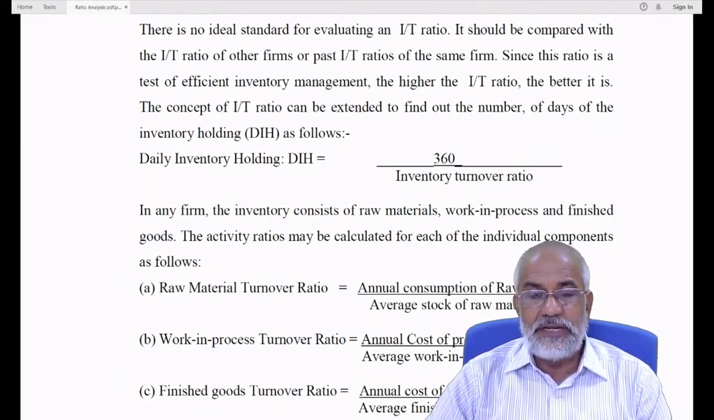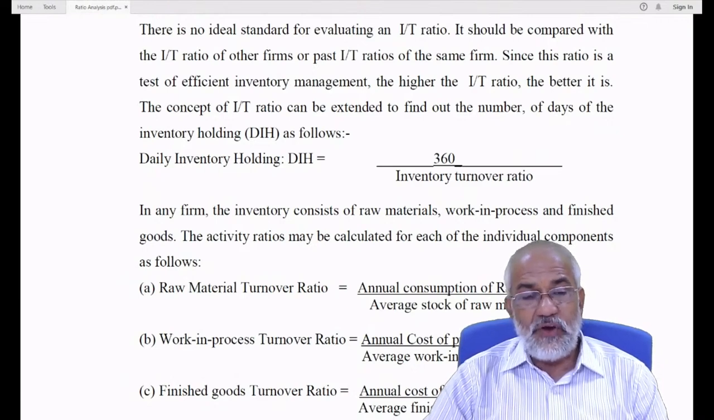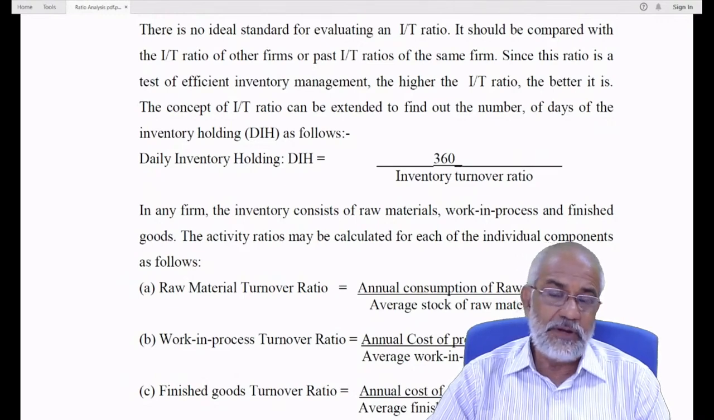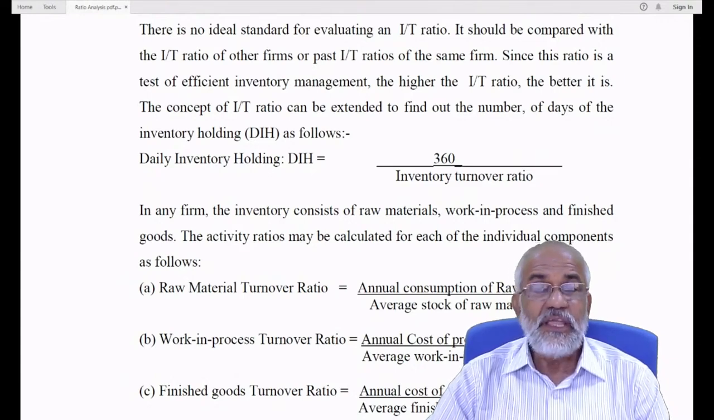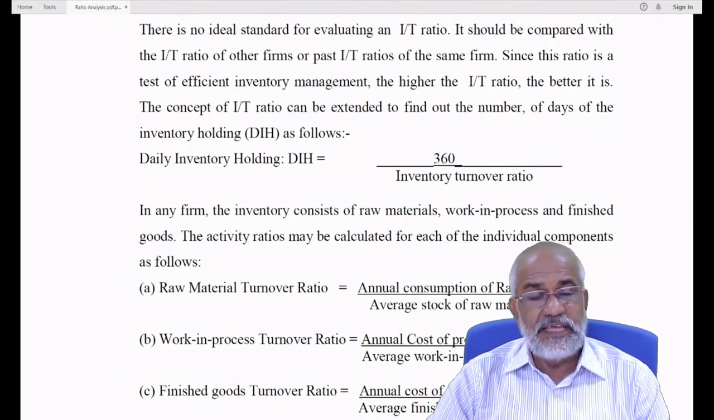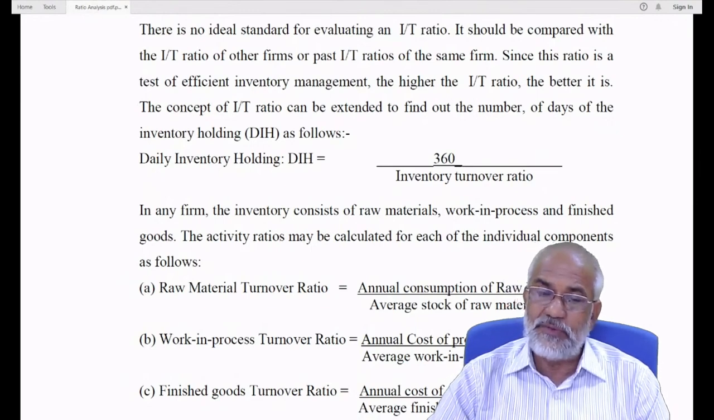The computation of raw material turnover ratio is equal to annual consumption of raw materials divided by average stock of raw materials. Annual consumption of raw material means how much of raw material has been used for production during the particular year. That means if there is opening stock of raw materials, it has to be added with purchase of raw materials. Then the closing stock of raw materials is to be deducted therefrom. That would be the annual consumption of raw materials.